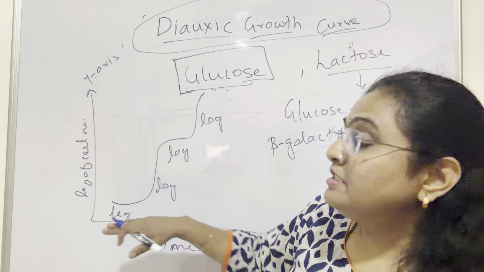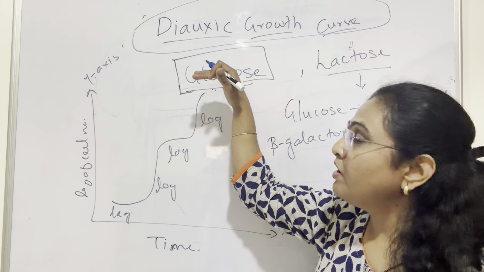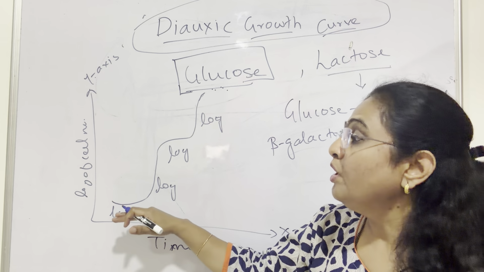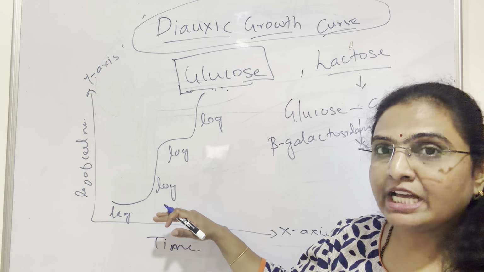Okay, so here in the first lag phase, what is going to happen? The bacterial cells are going to adjust to the environment, which consists of glucose. So in the first lag phase, okay, the utilization of lactose has now started.